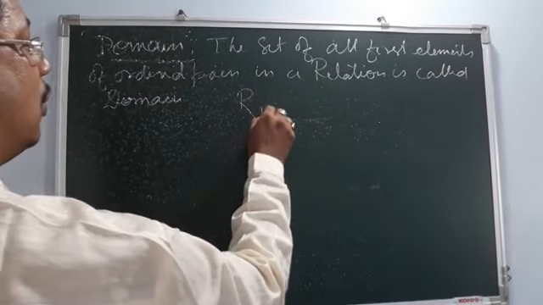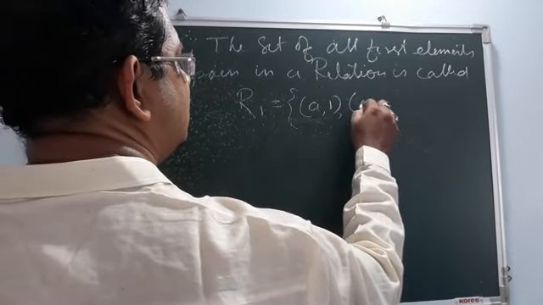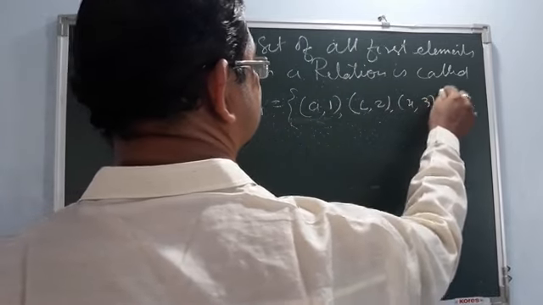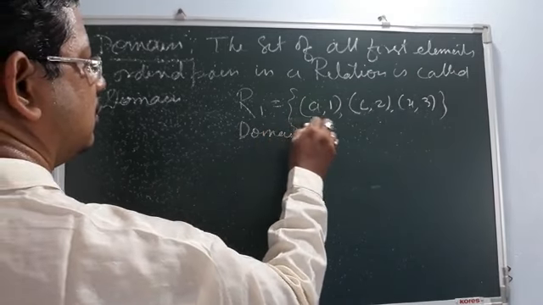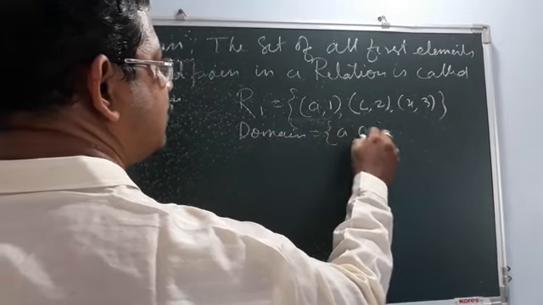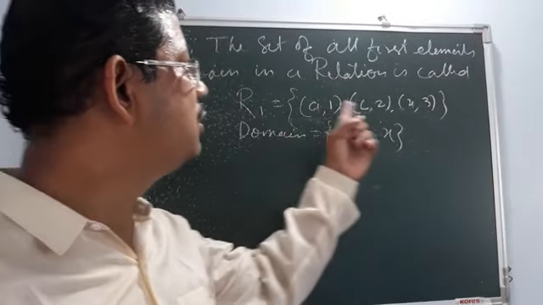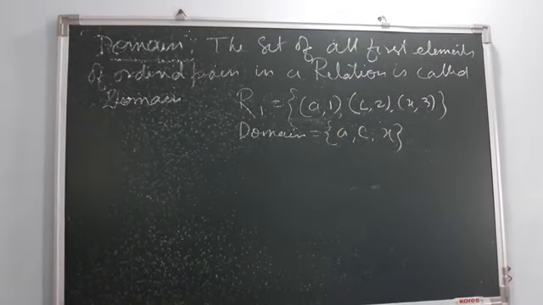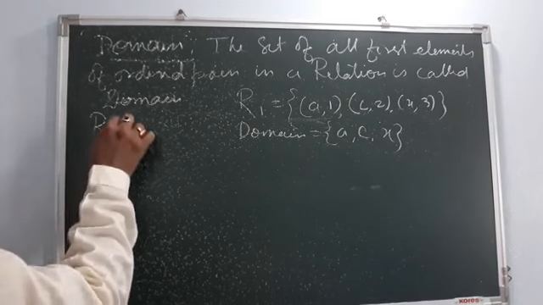Suppose R1 contains (a,1), (c,2), (x,3). Then here the domain will be a, c and x. So a, c, x are the first elements of every pair. Now another thing we will learn is our range and then codomain.